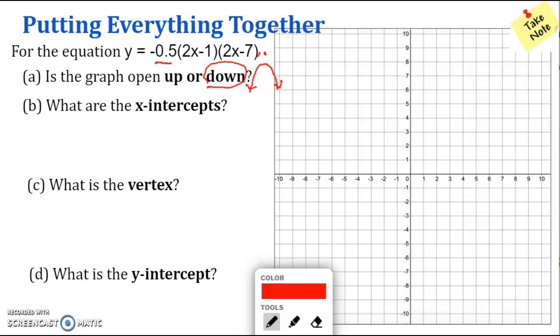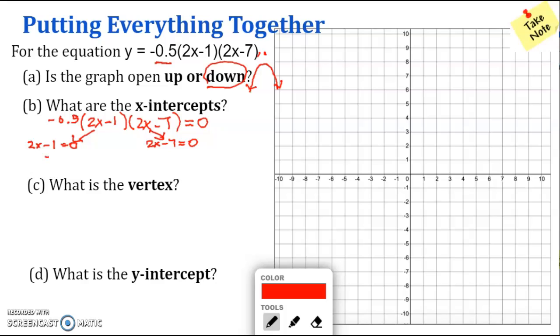What about the x-intercept? To find the x-intercept, we set the equation to be equal to 0. So that means negative 0.5 multiplied by (2x minus 1) multiplied by (2x minus 7) is going to be equal to 0. Why is that? Because for the x-intercept, the y value is always 0. From here, I take my two branches and set each one of them equal to 0, because that's the zero product property. So 2x minus 1 equals 0, or 2x minus 7 is equal to 0. And then we solve from there.